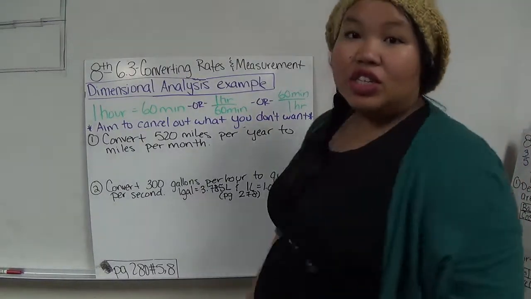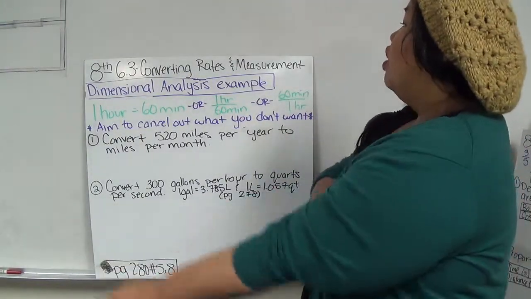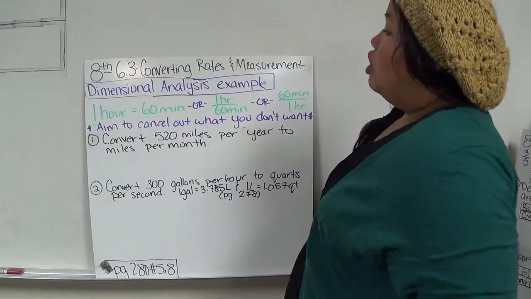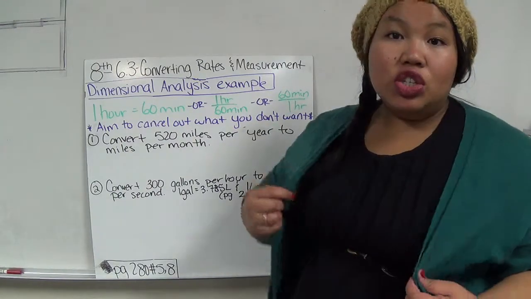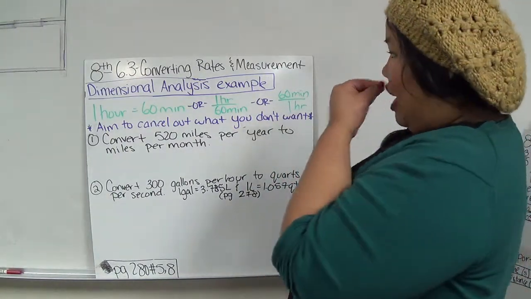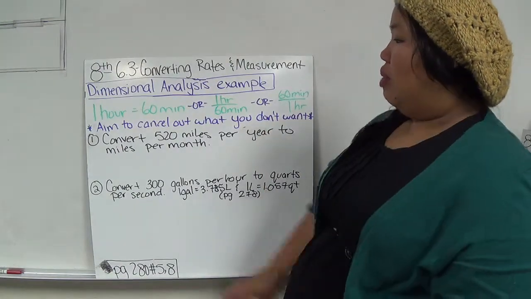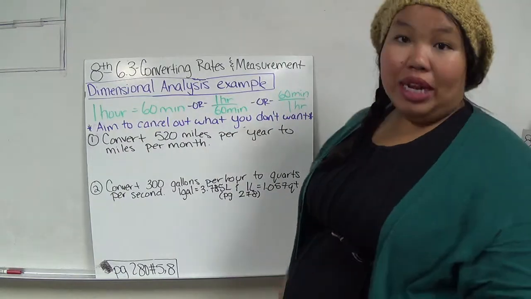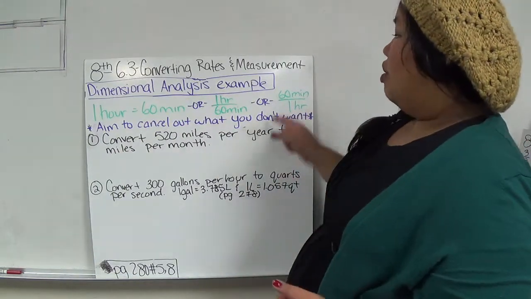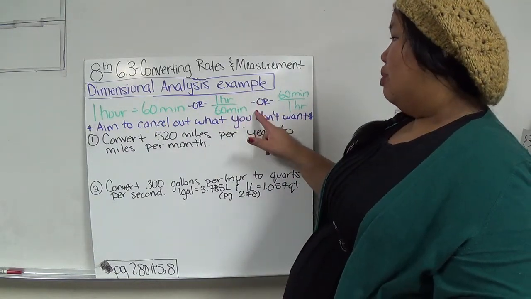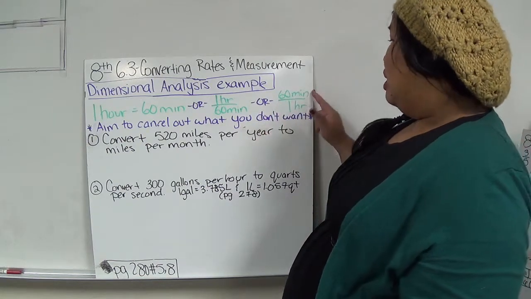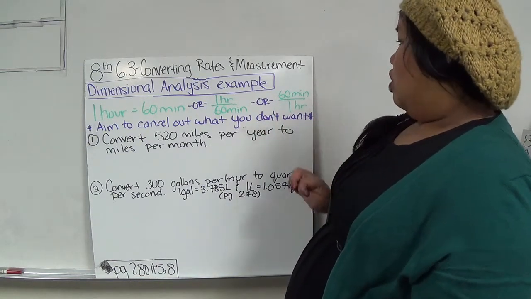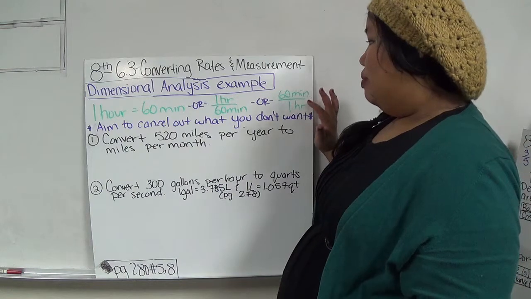In 8th grade, section 6.3, we're dealing with converting rates and measurements. So what we're doing is a dimensional analysis. An example of a dimensional analysis: we have 1 hour equals 60 minutes, yes? So I can write it as 1 hour over 60 minutes, or I can write it as 60 minutes over 1 hour. So it's like 60 minutes per hour, okay?